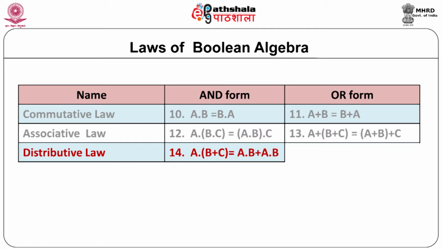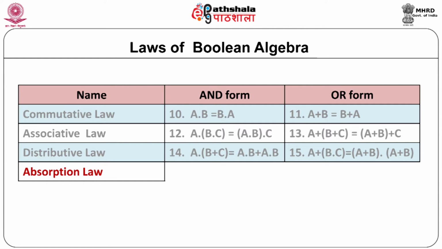The distributive law in OR form is A OR (B AND C) equals (A OR B) ANDed with (A OR C). This law is basically used to understand the process of factorization. In this, a common single variable is factored into product of sum form.